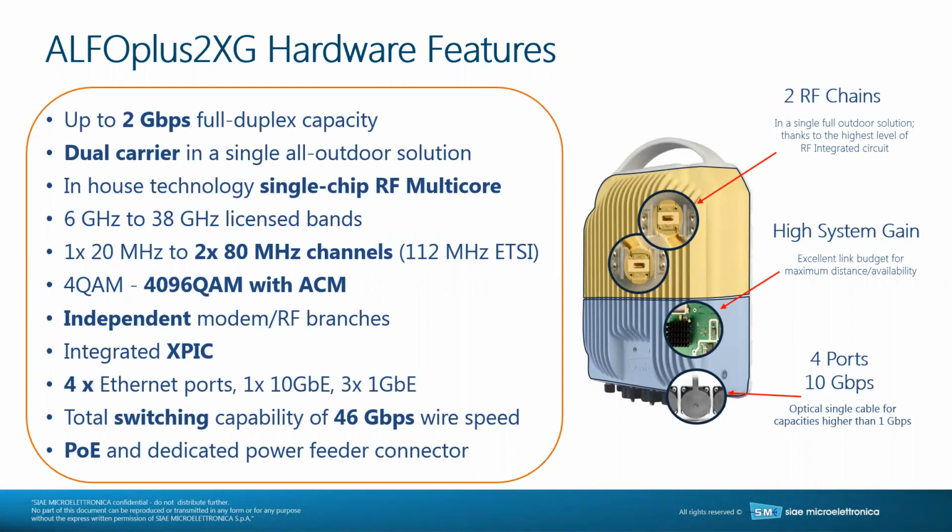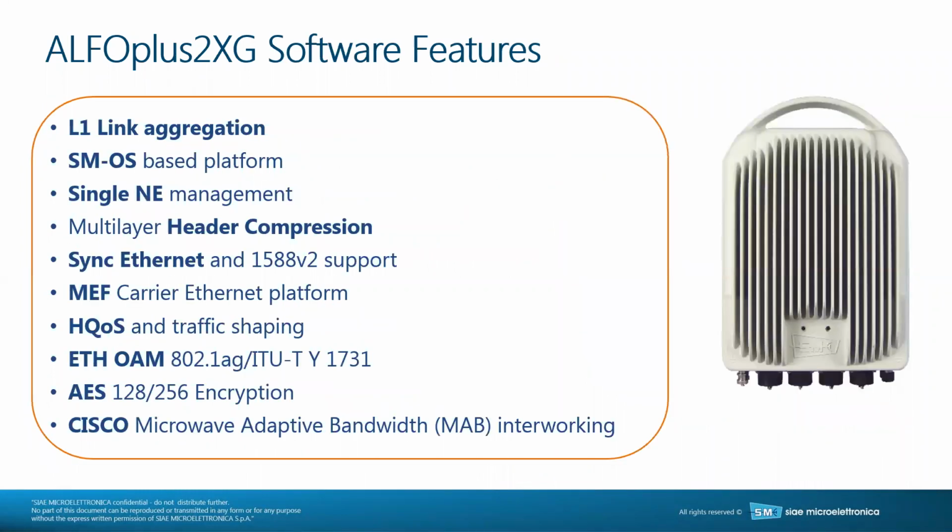4 Ethernet ports: there's a 10 gig port and 3 1 gig ports on it. And then the total switching fabric on this radio with the 4 ports is 46 gig wire speed. So it's nice because the packet performance doesn't suffer because of the internal switch fabric, and we can maintain very high packet rates and very low latency across the microwave link. We'll talk about the PoE on a separate slide.